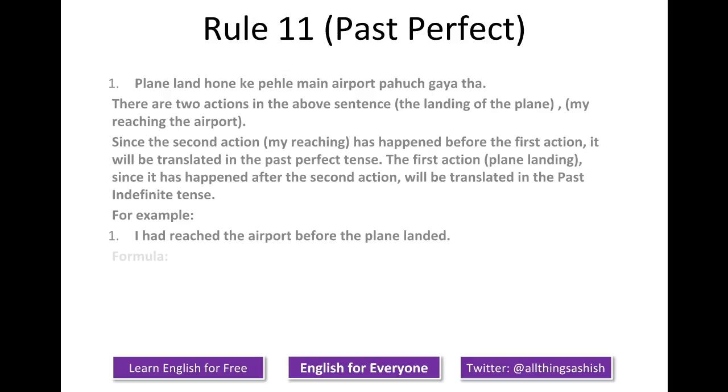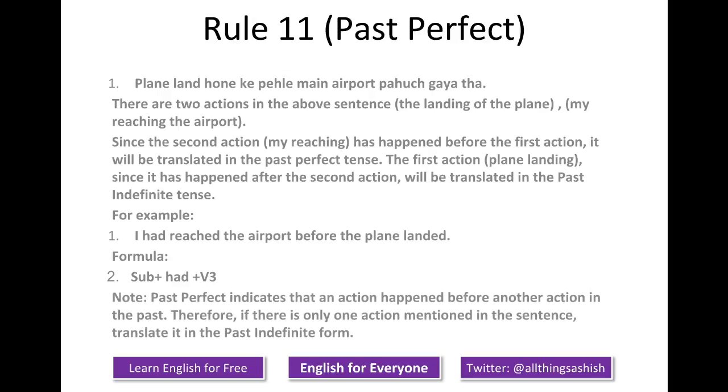So the formula for the past perfect tense is subject plus had plus the third form of the verb. And do remember that the past perfect tense indicates that an action happened before another action in the past. Therefore, if there is only one action mentioned in the sentence, translate it in the past indefinite form or the simple past tense.